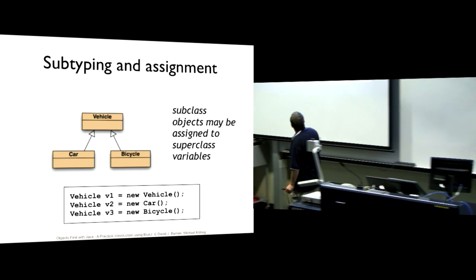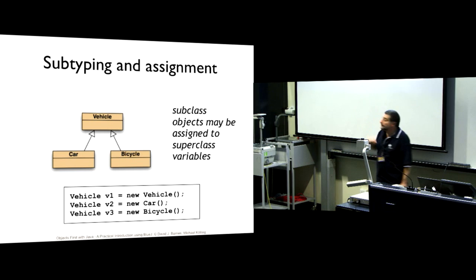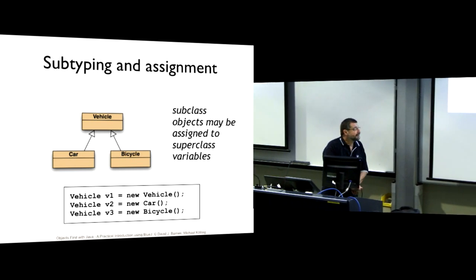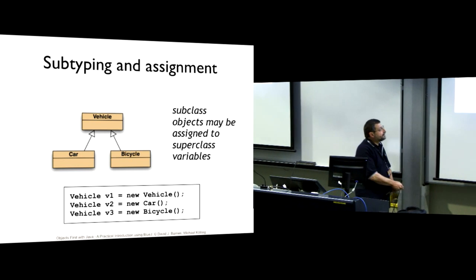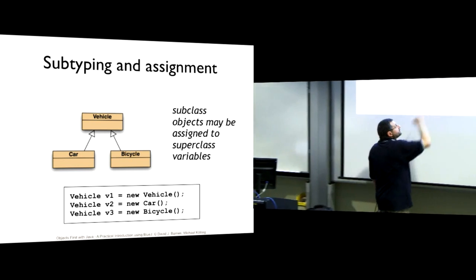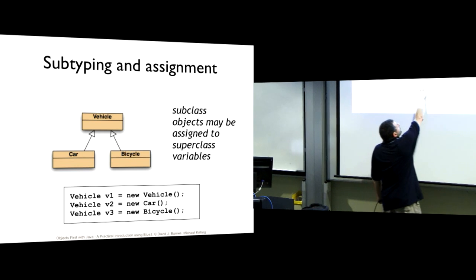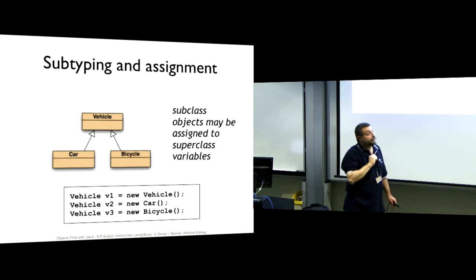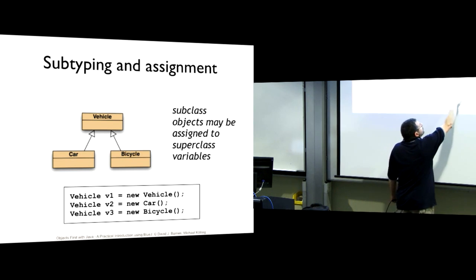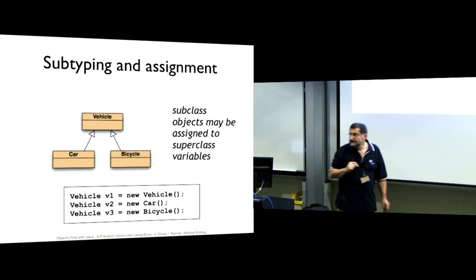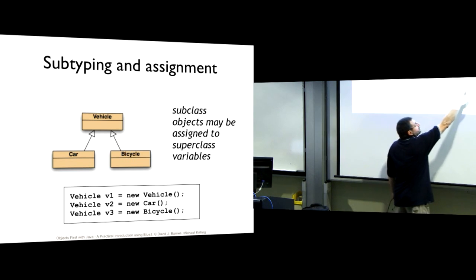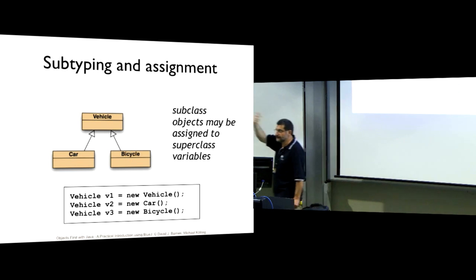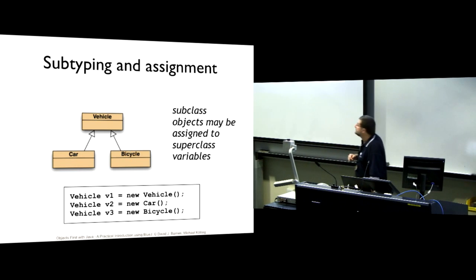So with variables, here we've got three variables that are all declared to be of type vehicle, and all of these are valid assignments because here we've said that we're assigning to V1 a new vehicle, so it's the right type. V2 is now assigned a new car, and that's also okay because car is of type vehicle. I mean, it's a type car, but it's also type vehicle because it's inheriting the properties of the parent class.